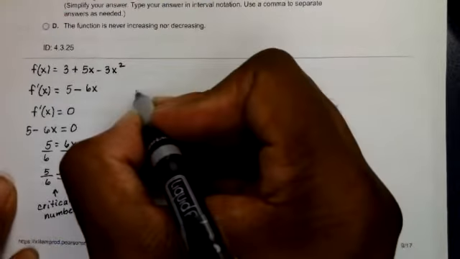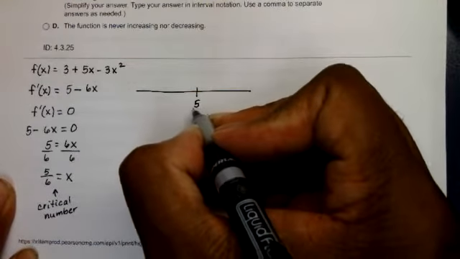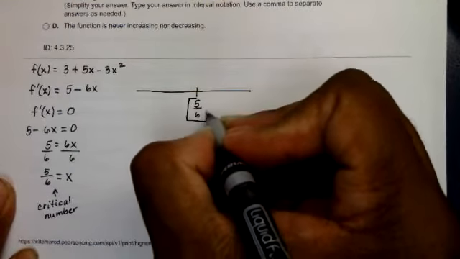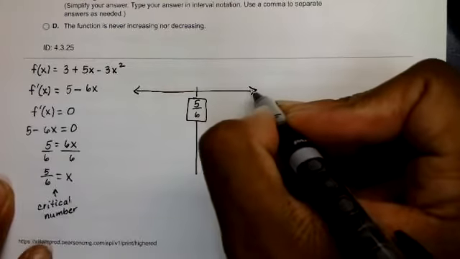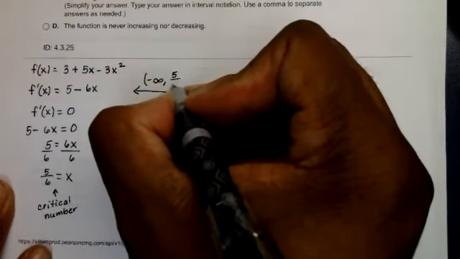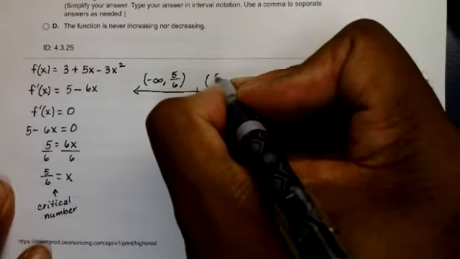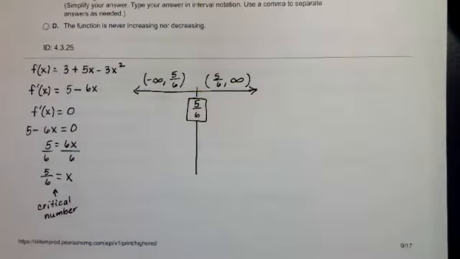Now I'm going to draw a table. So my critical number is at 5/6. That means my intervals on this number line will be from negative infinity up to that critical number, 5/6, and then from 5/6 on to infinity. This will help me determine the intervals where the graph of that function will be increasing and where it is decreasing. And then I pick a test point.